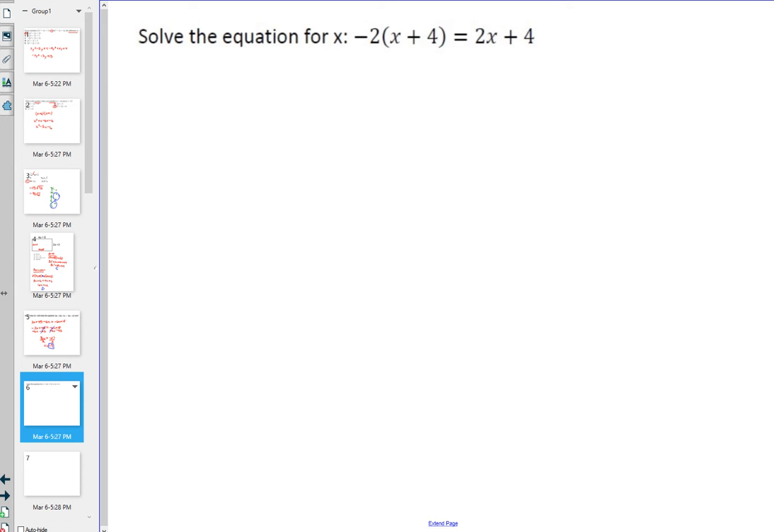Here's solve. What should we do first? Distribute again: negative 2x minus 8 is equal to 2x plus 4. Chris, let's try to redeem yourself here. What should we do next?